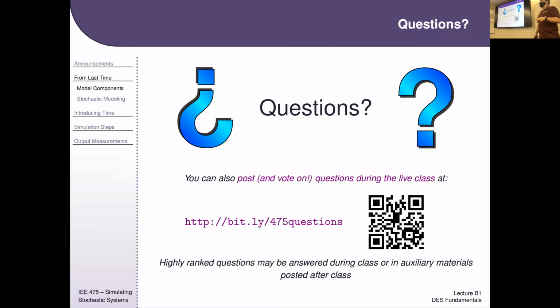All right, any questions about our terminology there? We're going to be using these terms over and over again throughout the semester: activities, delays, entities, resources, etc. These are the terms you'll see pop up in the software programs as well, and are the common terms we use to talk about these systems.